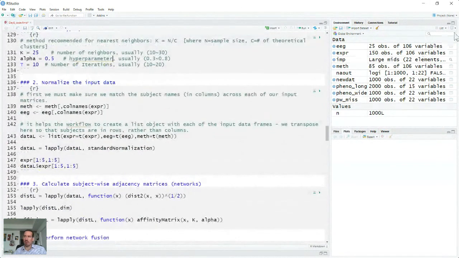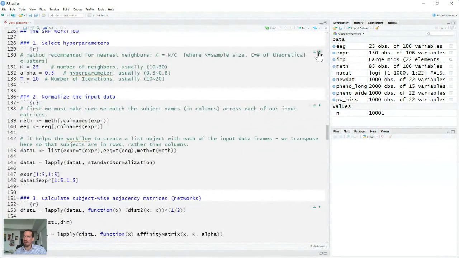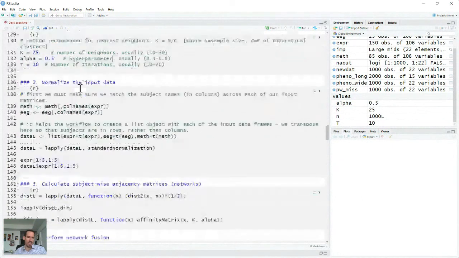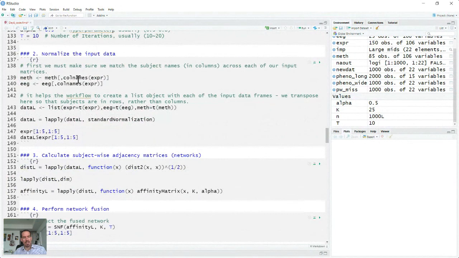So I've got to run this block of code so that I'm saving these values as k, alpha, and t, and these will go into the actual SNF function. Second step is we're going to normalize the input data. First, we must make sure that we match the subject names. This is something that's consistent regardless of what you're doing, SNF, any type of data combining, running a mixed model, any model at all, where you have multiple data frames. You want to make sure that they're organized the same way, merging them.